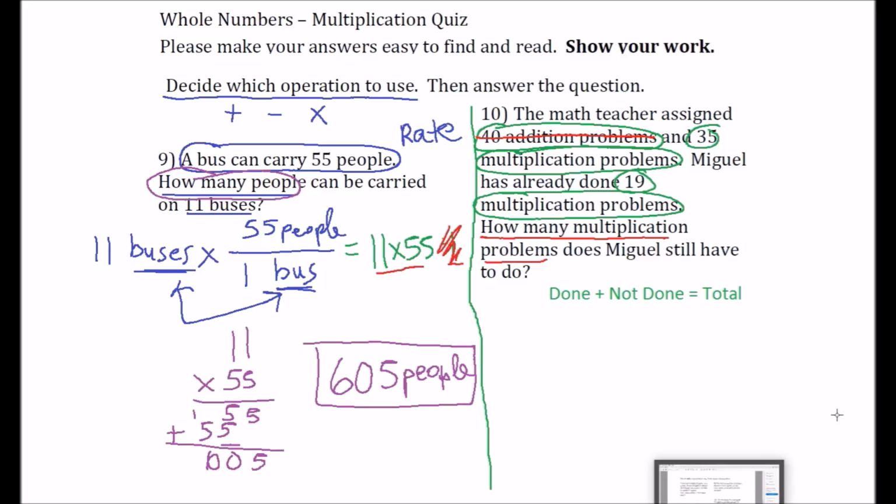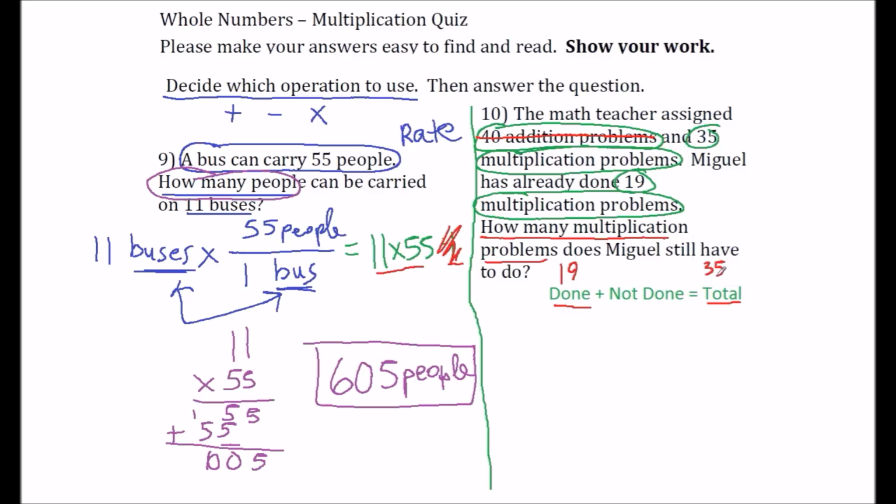So some of you might jump ahead and say, I know it's going to be subtraction, but just think about this: if you take the problems that Miguel has done, the ones that he's finished, plus the ones that he has not done, that's going to give you the total number of problems. The total was 35. That was the total number of problems. And Miguel's already done 19. So we have those numbers. We know this is a 19. We know this is a 35.